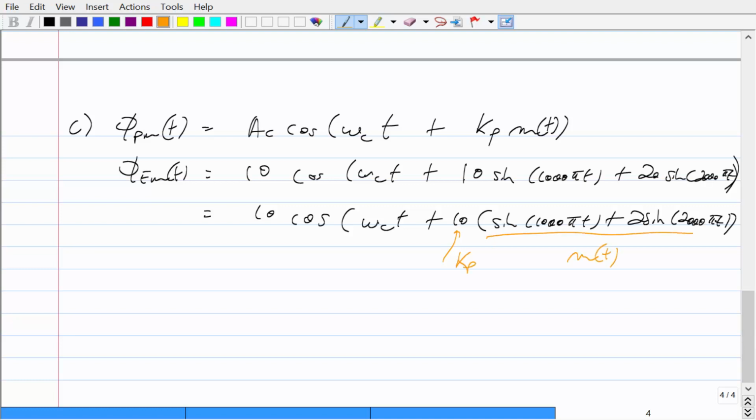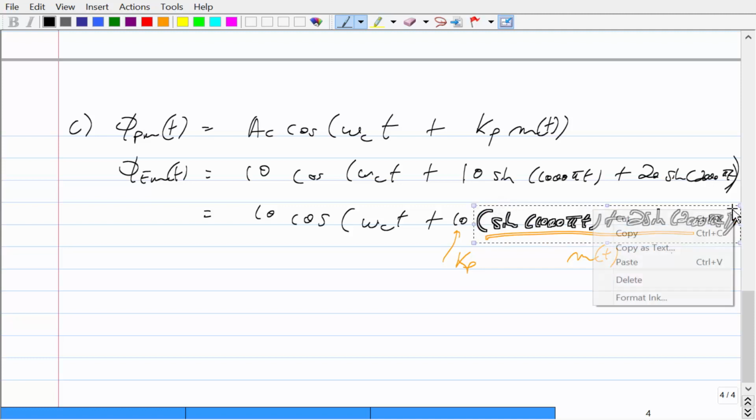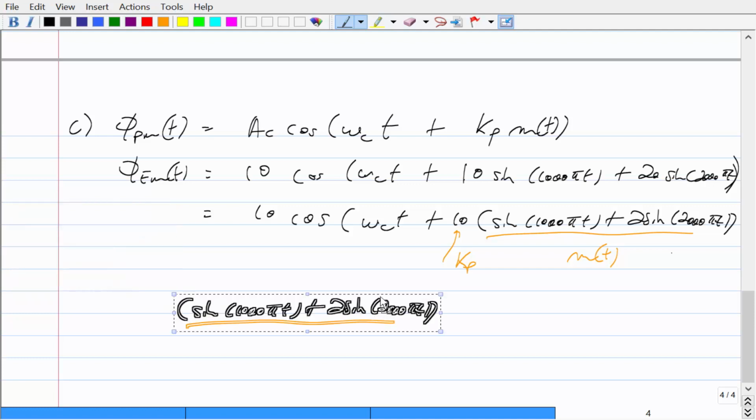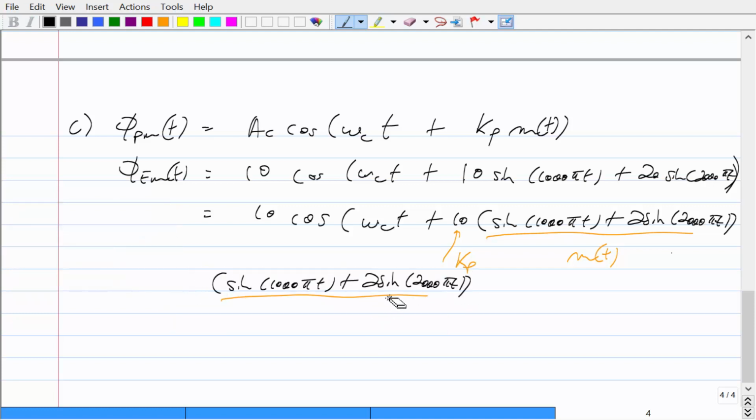So we've already figured out what that is. So it's just simply this guy is your message. So let's highlight this, copy, paste, which is over here. Just get rid of this. So therefore, okay, that's good. Now the phase deviation is very simple. All you're doing is instead of KF, you have KP, and then whatever the maximum phase deviation would be, right? And then you can do it by 2 pi if you want.